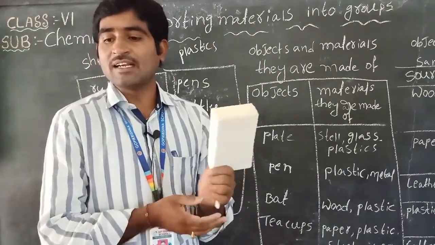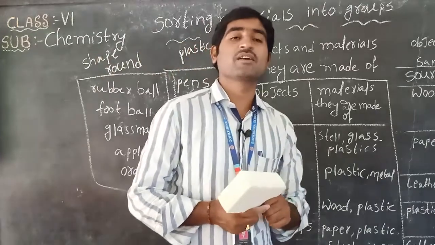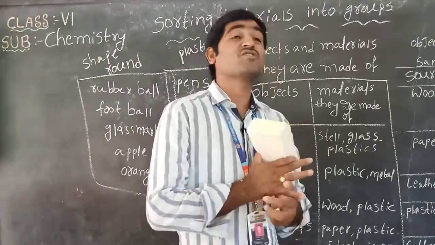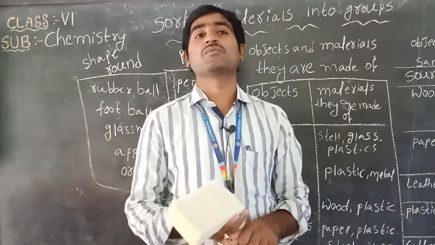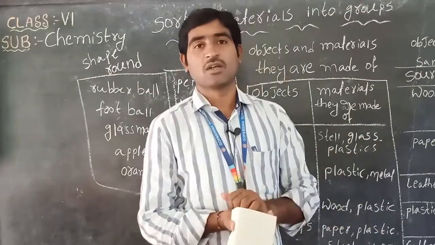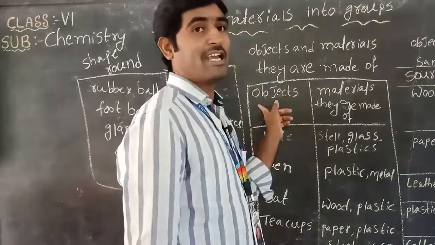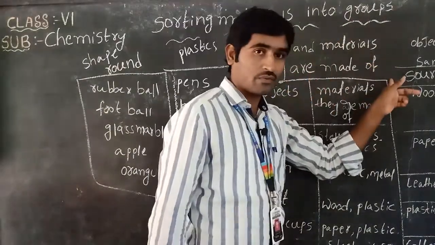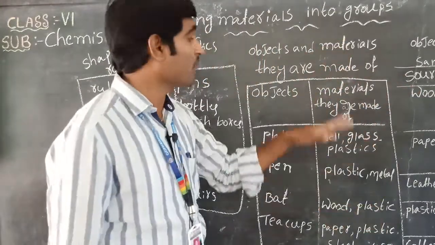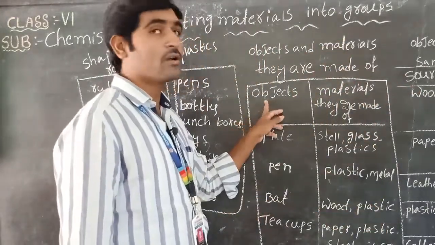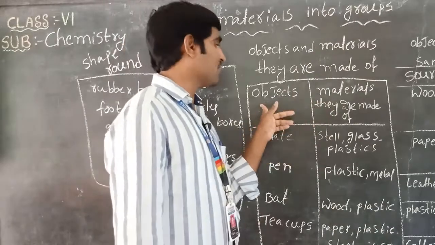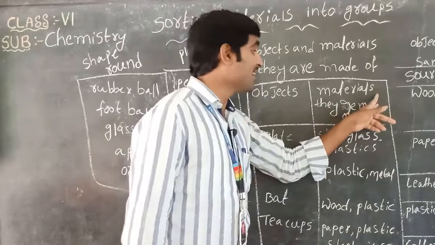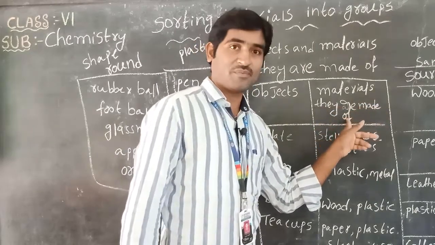Here, one more way is there. Let me make a little more systematic list of objects and the sources which are used to make those objects. For example, here see the table: objects and materials they are made of. That means here we wrote two columns. In the first column we wrote objects. In the second column we wrote the materials they are made of.